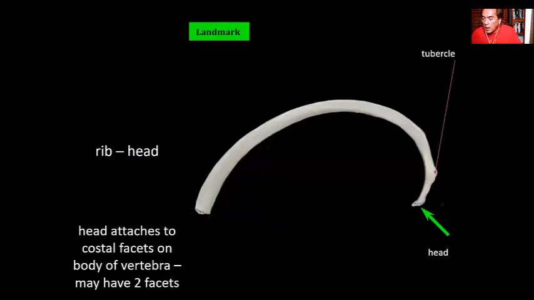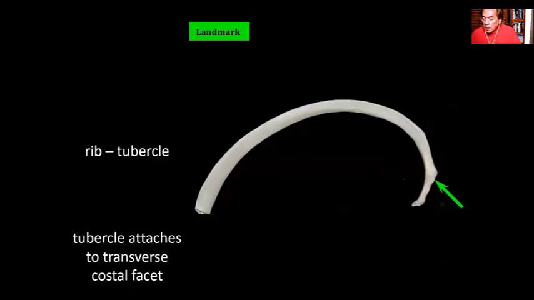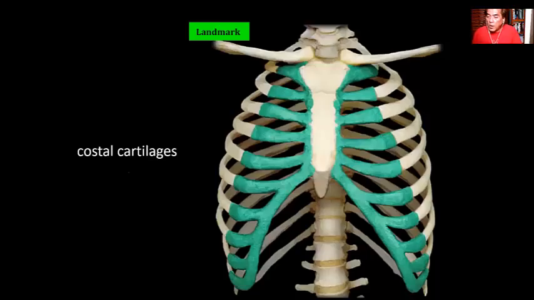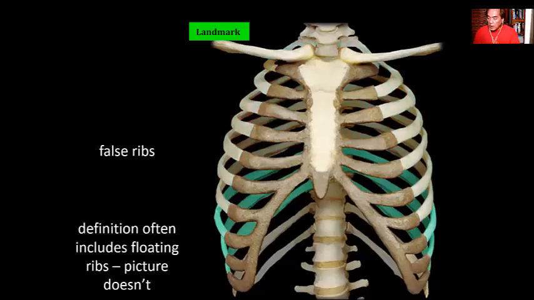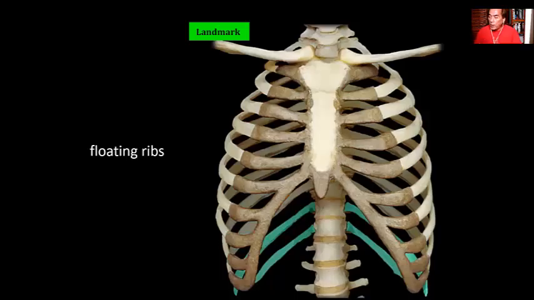It has a head. This is the neck where tubercles are. And this is the costal cartilage where the ribs connect into the sternum. So all those green stuff is actually your costal cartilage. Ribs 1 to 7 are true ribs, 8 to 12 are false ribs, but remember, 11 to 12 are specifically your floating ribs. It's still a false rib.